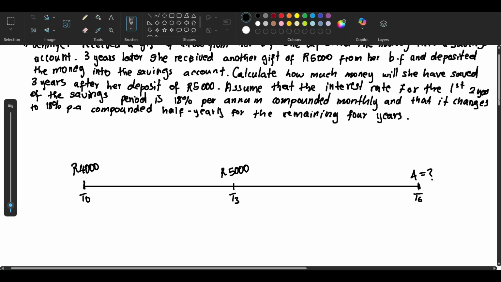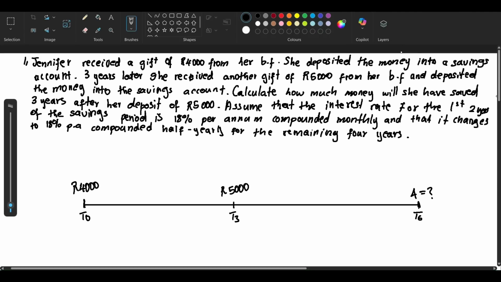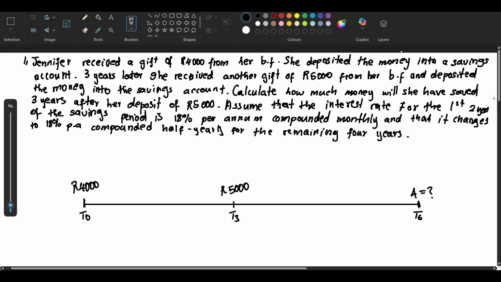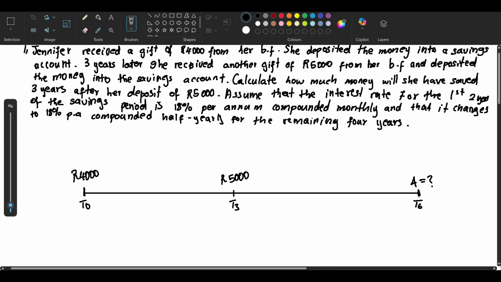So the difference here, guys, is that we are having two deposits, isn't it? So we are going to learn how we can compound this money when there are deposits. Unfortunately, I don't have withdrawals, but you are going to use the very same principles, right?